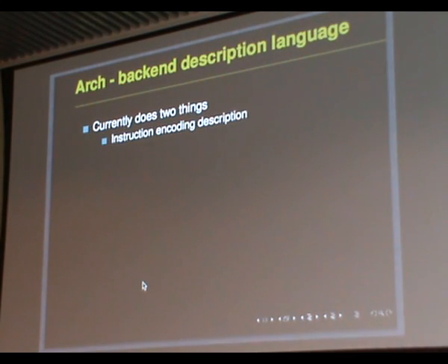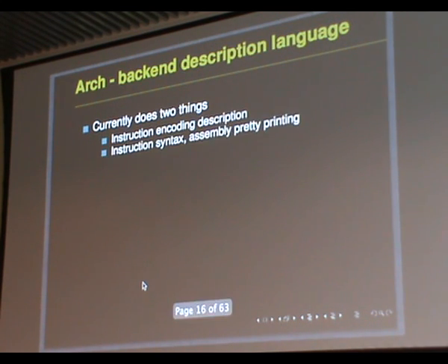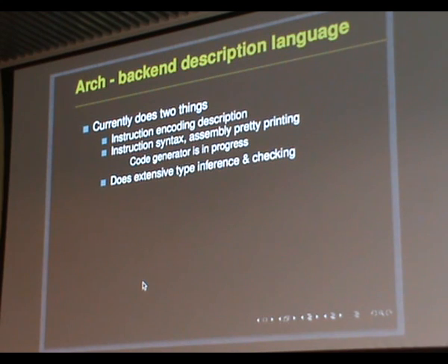So Arch, what is Arch? Arch is a backend description language. Currently it does just two things, but I'm thinking about extending that: instruction encoding description, instruction syntax and assembly pretty printing. Code generation is in progress, but I still need to construct this code. But it does type inference and type checking on top of that. For instance, it checks the size of bit fields. If you concatenate two bit fields, it will result in a larger bit field. There are lots of things that can happen statically, because basically one is generating the code out of it. So these things are known.